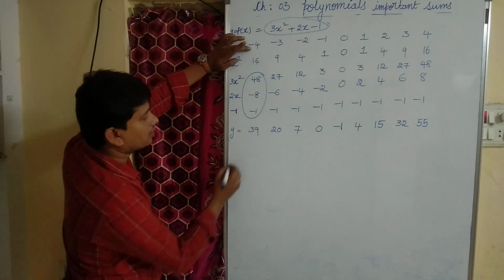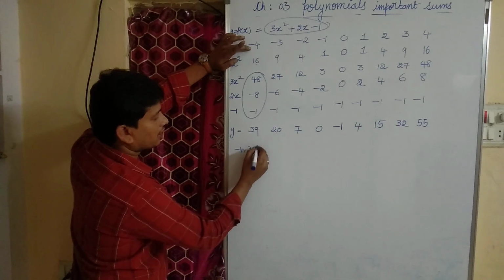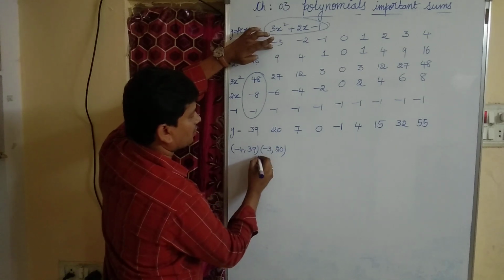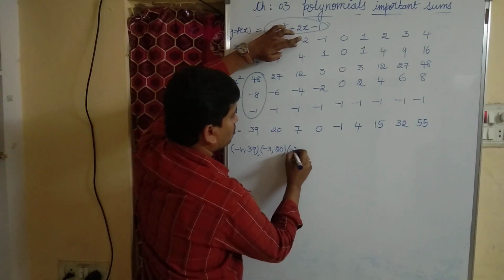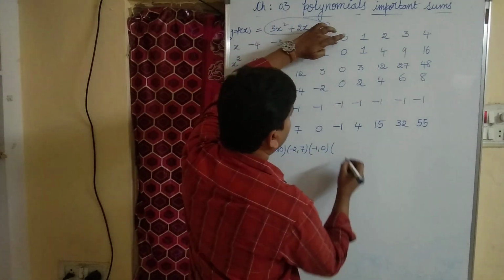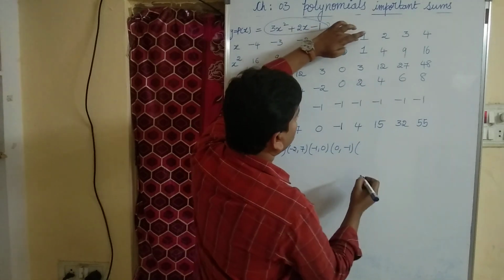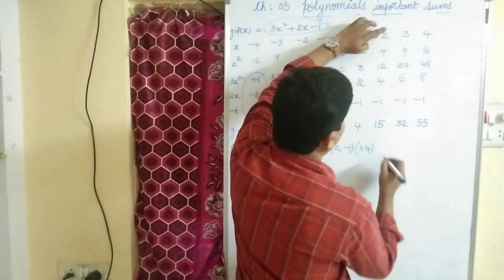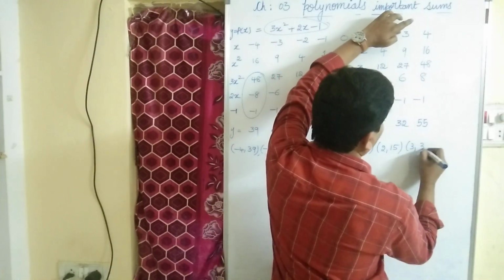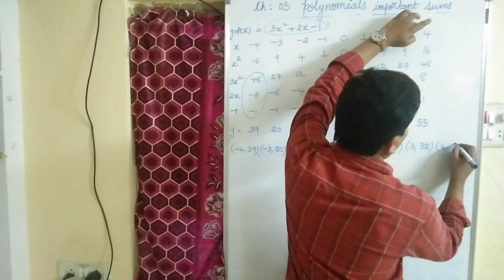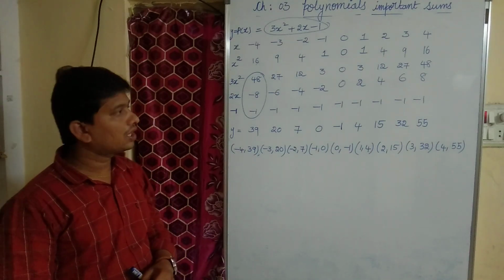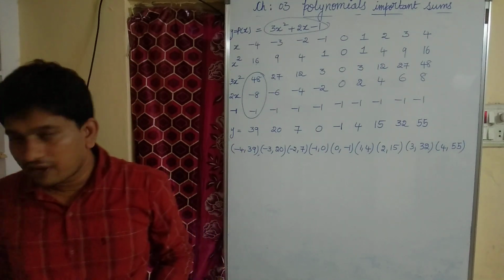Therefore, our coordinates are what? Minus 4, comma 39. Minus 3, comma 20. Minus 2, comma 7. Minus 1, comma 0. 0, comma minus 1. 1, comma 4. 2, comma 15. 3, comma 32. 4, comma 55. They are our coordinates. Right? Now, let us plot these points on a graph sheet.